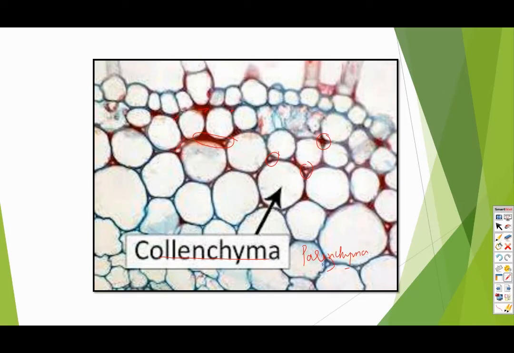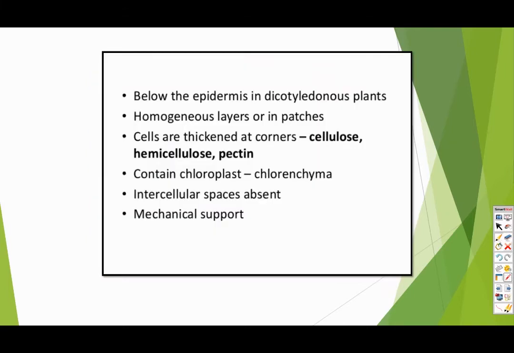See, I want you to remember the first statement. Below the epidermis, in dicotyledonous plants. What is the meaning of this statement, children? The collenchyma is usually present in dicotyledonous plants. Where in dicotyledonous plants? The first layer will be your epidermis. Right after your epidermis, you will have cells present in a polygonal shape. Now, that's nothing but your collenchyma cells.